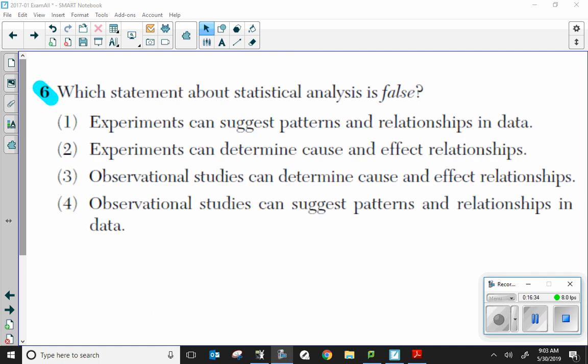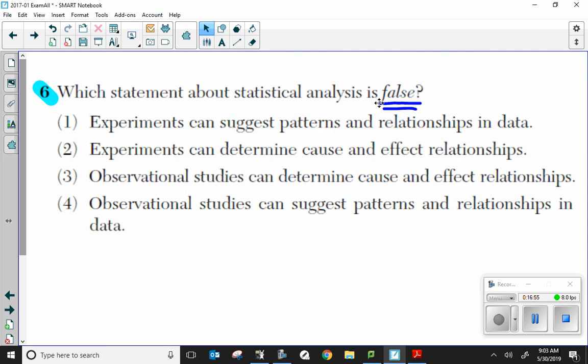Number 6. This is a data and stats problem. Welcome to the party, my friend. Which statement about statistical analysis is false? 3 of these are going to be true. Do not circle the first true response. All right? Italicized does not mean invisible. I say that all the time.